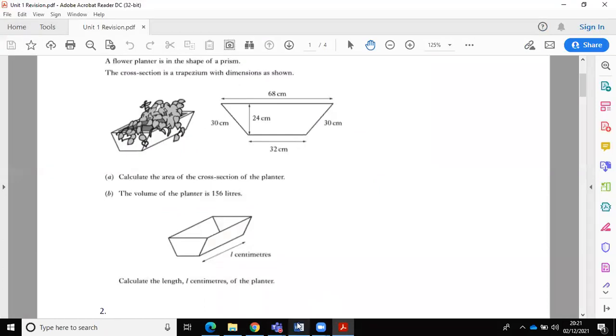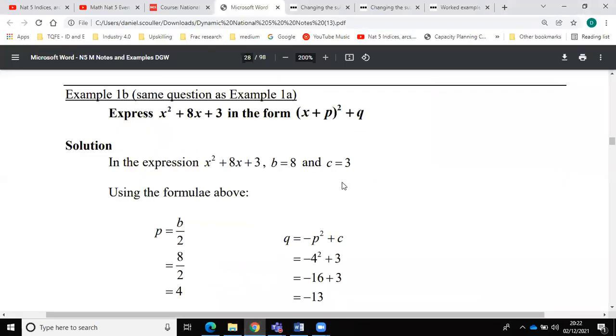Close that. Okay, so the question is: express x squared plus 8x in the form (x plus p) squared plus q. I'm just writing down the question so I've got it in front of me.